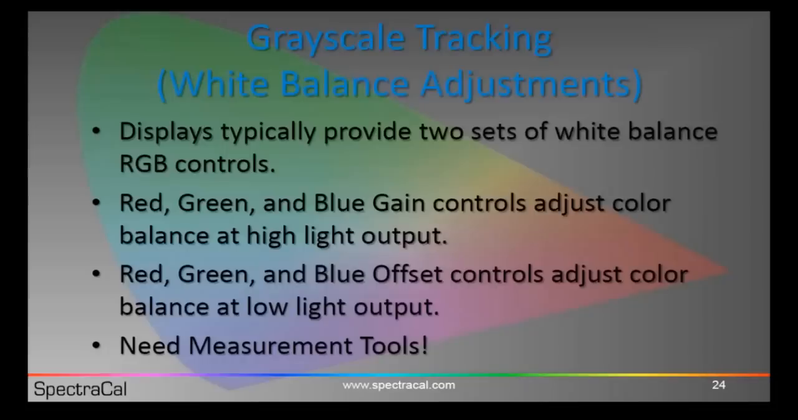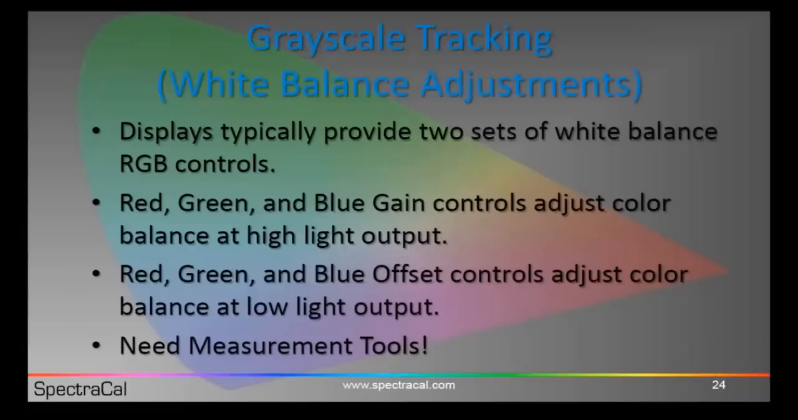So we're going to be wanting to adjust those white balance adjustments in order to get the background color of the display at the desired color of white. Most video displays typically provide two sets of white balance adjustments, red, green, blue controls. One set of controls adjusts the color balance at a high light output, typically called gain controls, possibly drive. There are a few other names. There would be three controls, red, green, and blue, gain controls, for instance, which would be adjusted in order to get the desired color of white from the balance of those three colors.